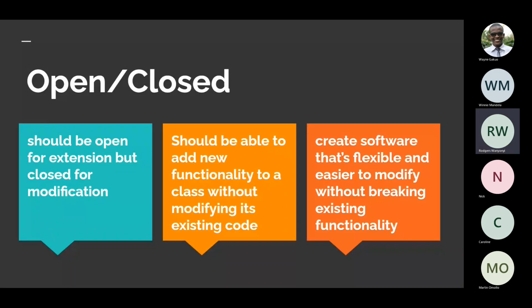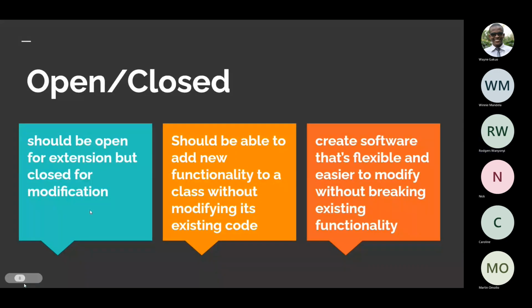Yeah, so with the open and closed principle, we are able to create classes that can have additional behavior without changing their source code. So in this case, you're giving the class the ability to be extended without modifying the class itself. And by doing so, we're making it flexible to modify without breaking any of its existing functionality.